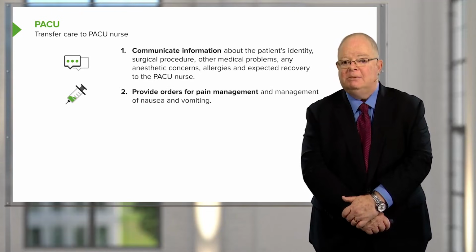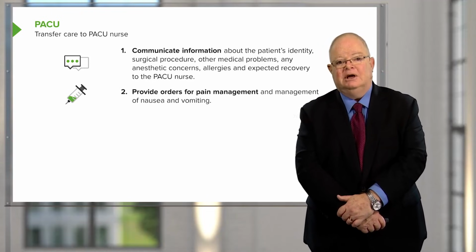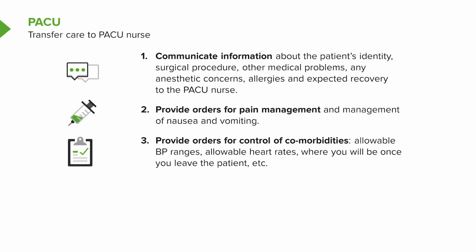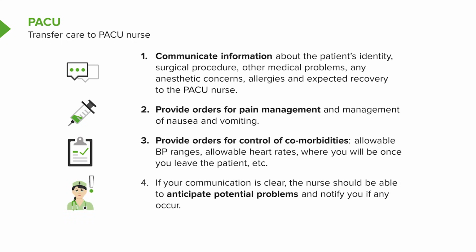You provide orders for pain management and management of nausea and vomiting, and provide orders for control of comorbidities. So you may say, patient's blood pressure is allowed to rise to such and such, but beyond that, call me or give the following drug. Same with the heart rate. You don't want to leave the patient without the nurse having information that will allow proper care for the patient. If your communication is clear, the nurse should be able to anticipate potential problems and notify you if any occur. Recovery room nurses are extremely skilled, and they rarely need to call the anesthesiologist. If they do, pay attention, because if they're having trouble, you need to go and see the patient and deal with them.